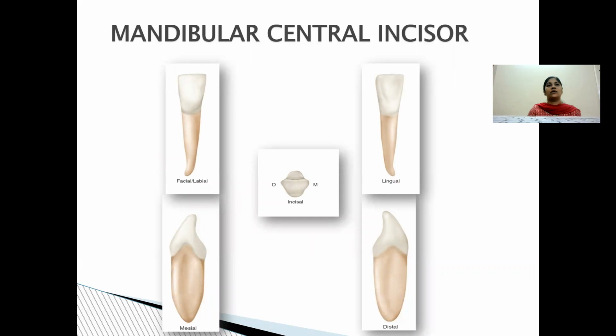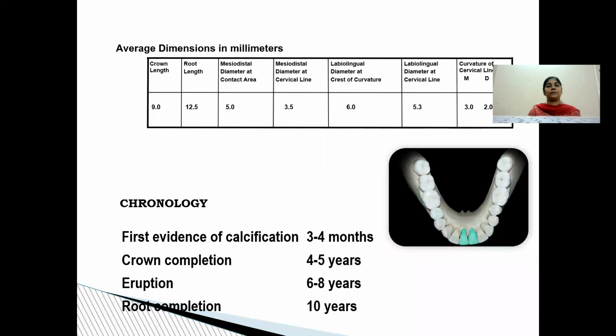This is a slide which shows the pictorial representation of the permanent mandibular central incisor. You can see various aspects over here: labial, lingual, mesial, distal, and the incisal aspect. So you can appreciate the tooth from the various aspects in this picture.